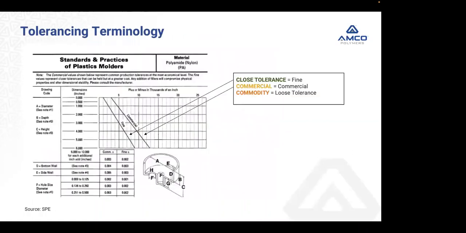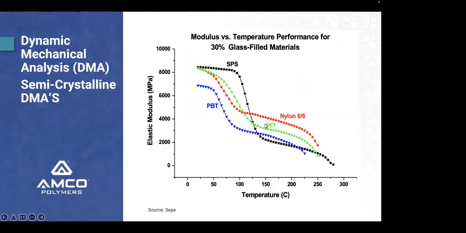So I went to SPE, and basically they say commercial tolerance is just fit, form, function. And if you need to hold a tighter tolerance, you have a plus or minus 1, and this could be plus or minus 3 or 4. So find commercial or looser tolerance.